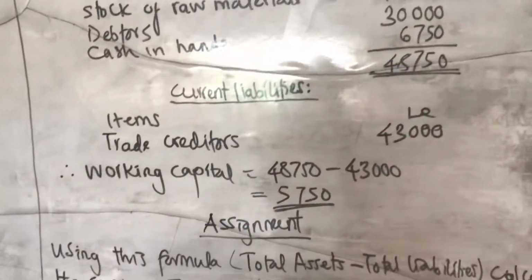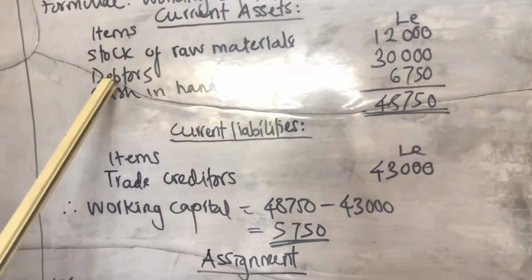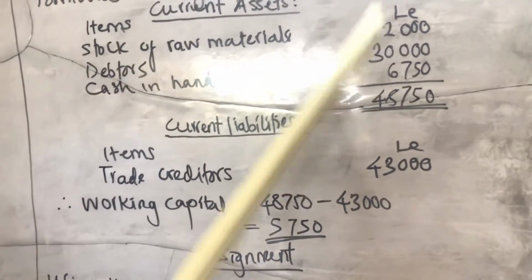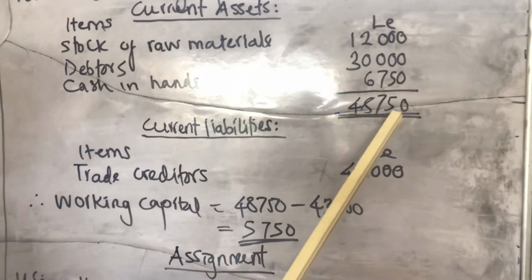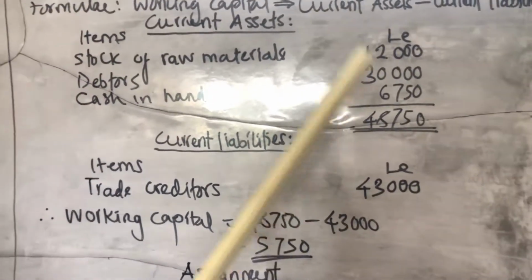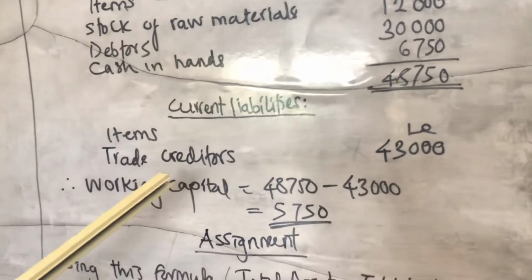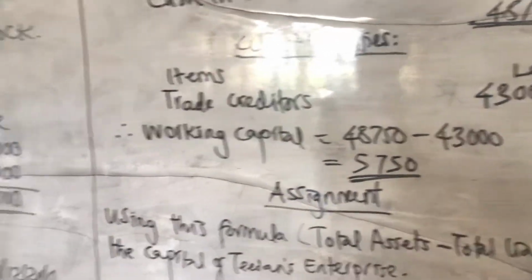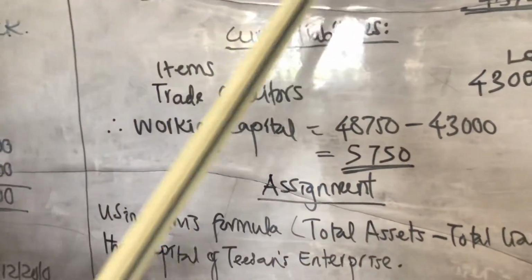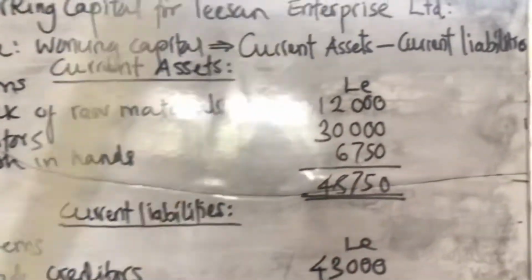So from the information given to us, the current assets are what? Stock of raw materials 12,000, debtors 30,000, cash in hand 6,750. So the sum gives you 48,750. Total current asset is 48,750. Why current liabilities? Trade creditors. Current liabilities, not total liabilities. Current assets minus current liabilities.